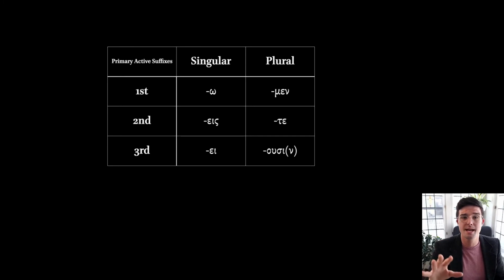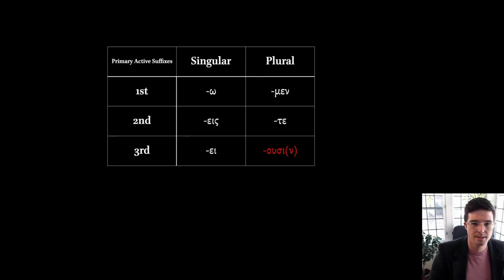And then we're going to do the same for the other 3 different forms of the suffix here. So right now we're dealing with the primary active suffixes. Go ahead and speak along with me: o, ace, a, min, te, usi. And again, o, ace, a, min, te, usi. One more time: o, ace, a, min, te, usi.